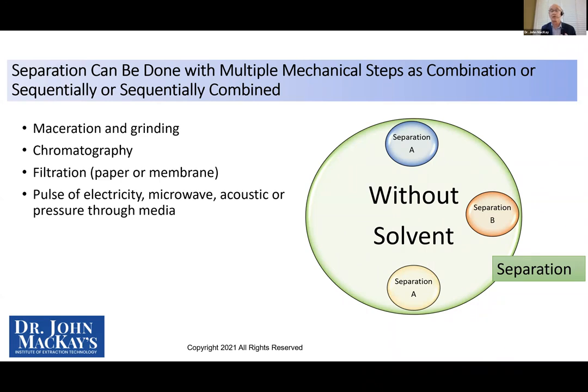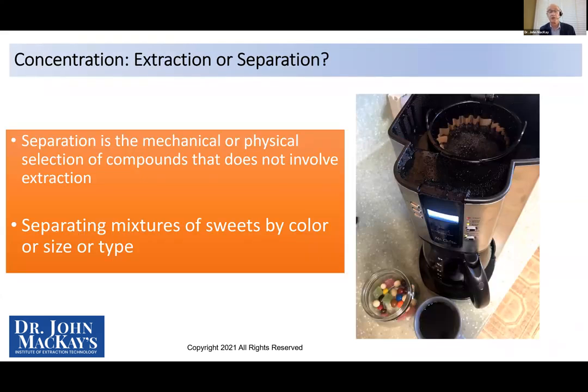And you can do multiple separations. You can do multiple things at the same time. So whether it's filtration or other things at the same time, you still have that capability of doing multiple non-extraction, solventless extraction, which is a separation. So the filter, or separating sweets by color or size. Far be it from me, that looks like jelly beans and some M&Ms and some different types of peanut M&Ms.